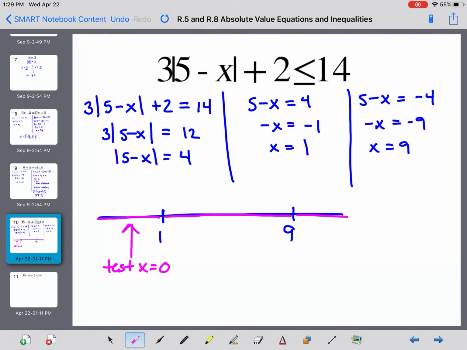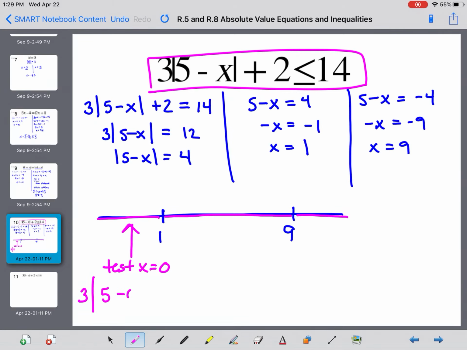So what I'm doing when I'm testing x equals 0 is I am going to plug it back into the original inequality, and I'm going to see if I get a true or a false statement. So if I plug in 0, I'm going to see, is 3 times the absolute value of 5 minus 0 plus 2, now I don't know, is that less than or equal to 14?